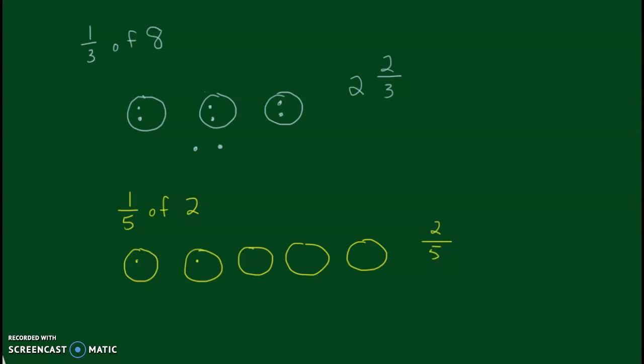Another way of thinking about it would be not putting the dots in, and having the 2 dots on the outside. So we have the 2 outside, and we have the 5 circles. So that's going to give us 2/5. So those 2 examples are examples with pictures or with models.